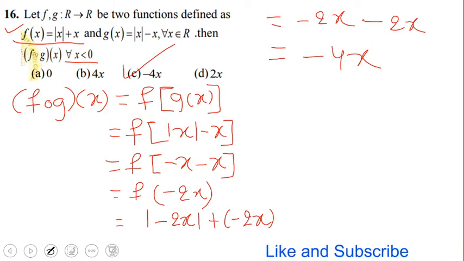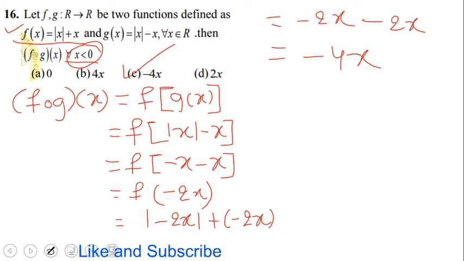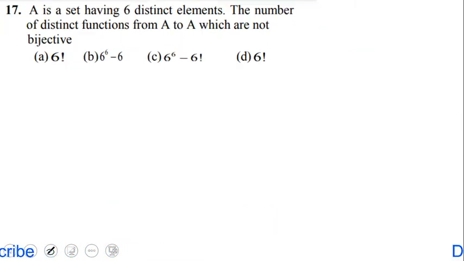So very important, here x is less than 0 they have given. So these conditions we have to use and we have to simplify. So clearly option C is the right answer over here. Okay, so we'll move to our next example.